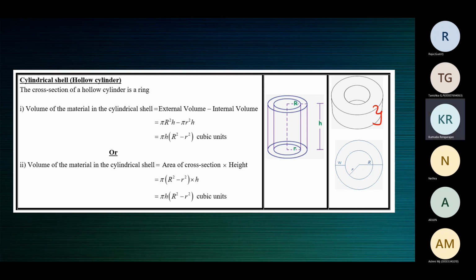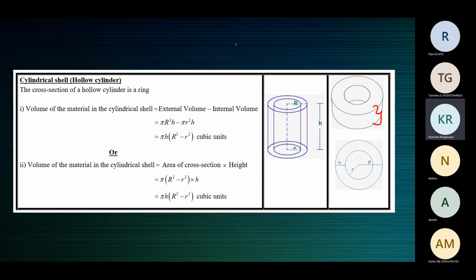Okay, so what is a hollow cylinder? Hollow means you can look through the cylinder. That is, the circular ends are open. From one end, you can look through the other end. So hollow, it's a cylinder. It's also called a cylindrical shell.